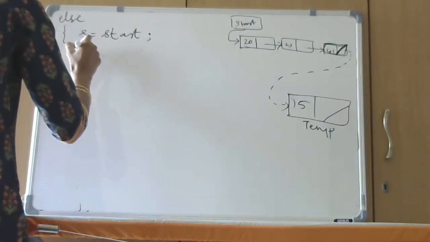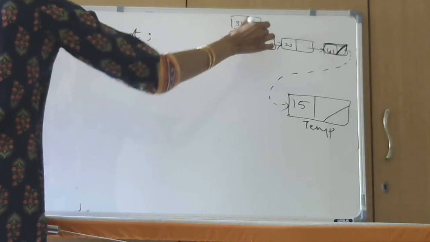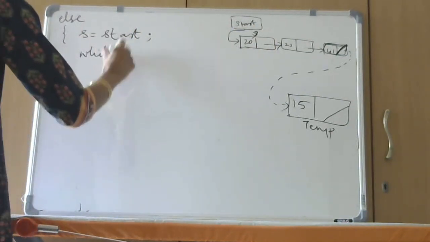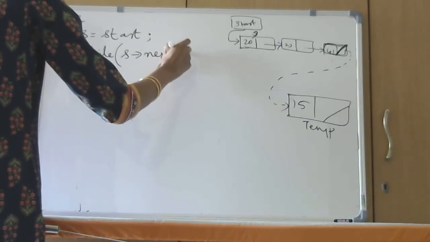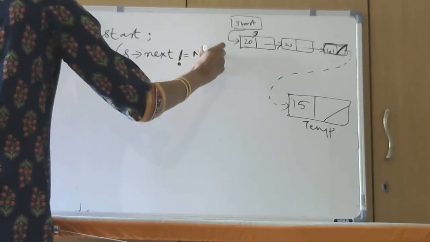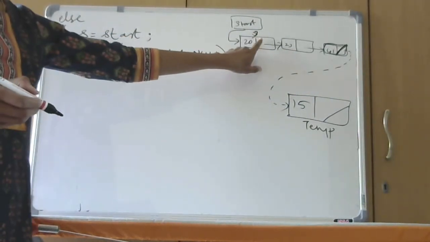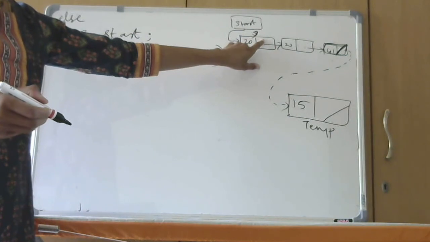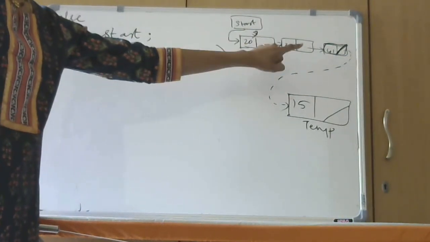So what can I write? I start from start, so s is equal to start. While s of next is not equal to null. Are you getting? S of next. This is my S now. S of next is what? This one. Is it null? It's not null because it is pointing to the next node.